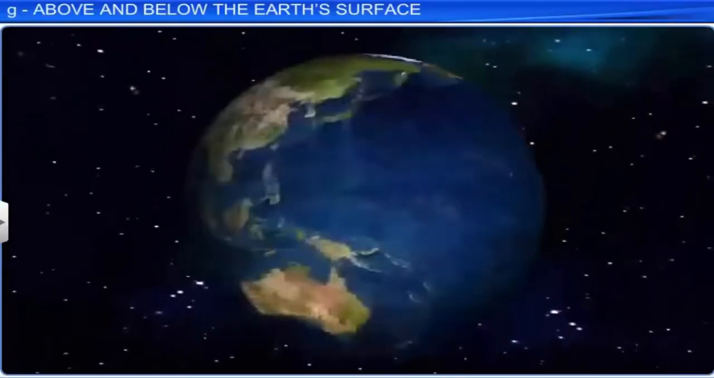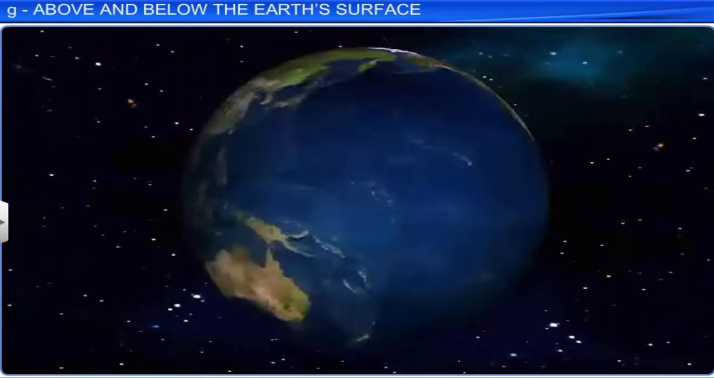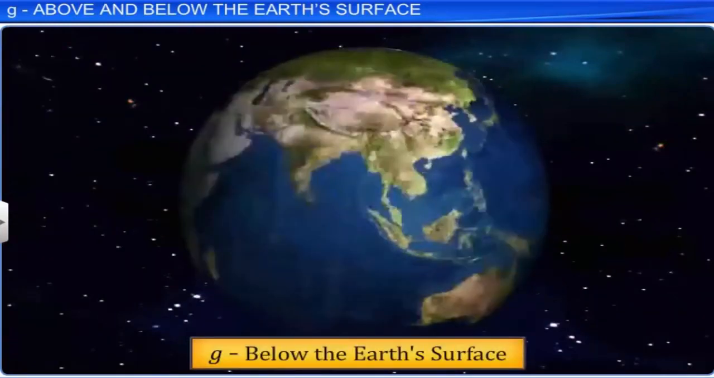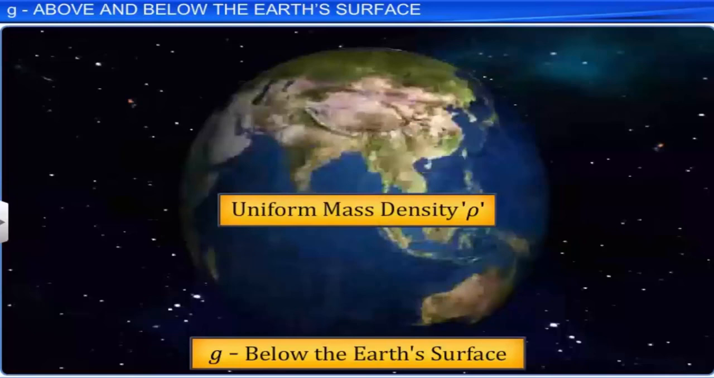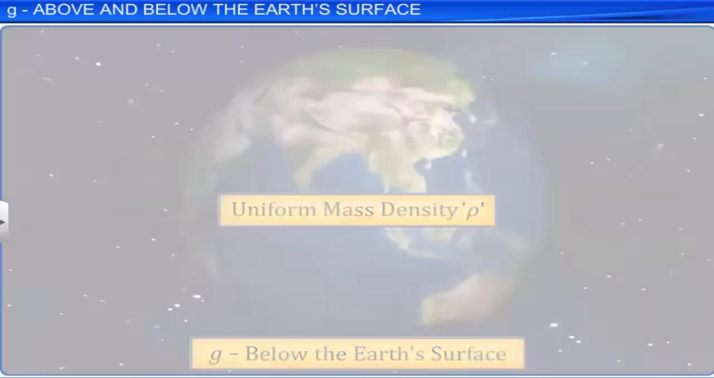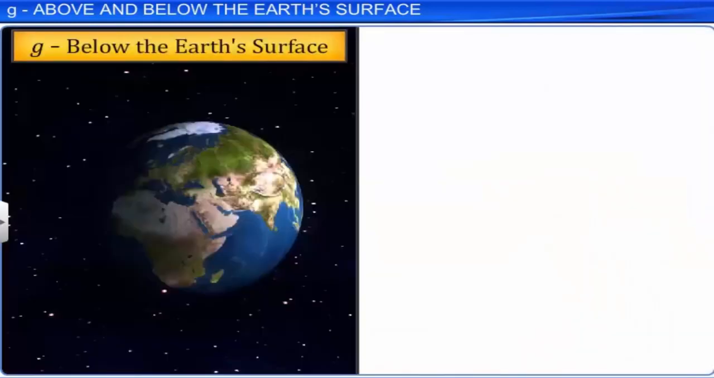To consider the variation of acceleration due to gravity below the surface of the Earth, let us assume that the Earth is a perfect sphere of uniform mass density ρ. Based on the formula, mass is equal to volume into density, the mass of the Earth is represented by equation 8. Me equals 4 by 3 pi Re cube into ρ.